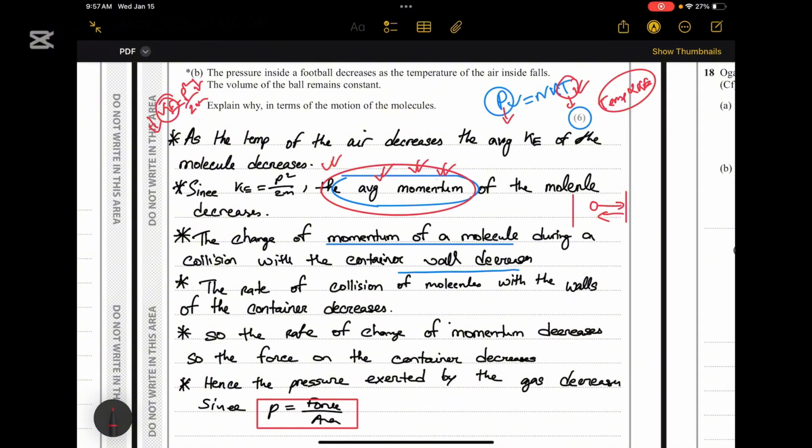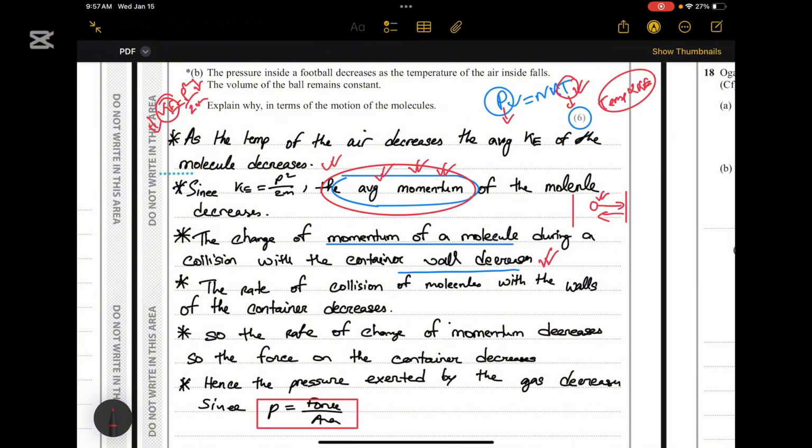So we can say the change of momentum during a collision with the container wall decreases, because at first it collided with a higher velocity, but then it is coming back with a lower velocity. So we can say the change of momentum of a molecule during a collision with the container wall decreases, because the change of momentum is not as big as the earlier ones.